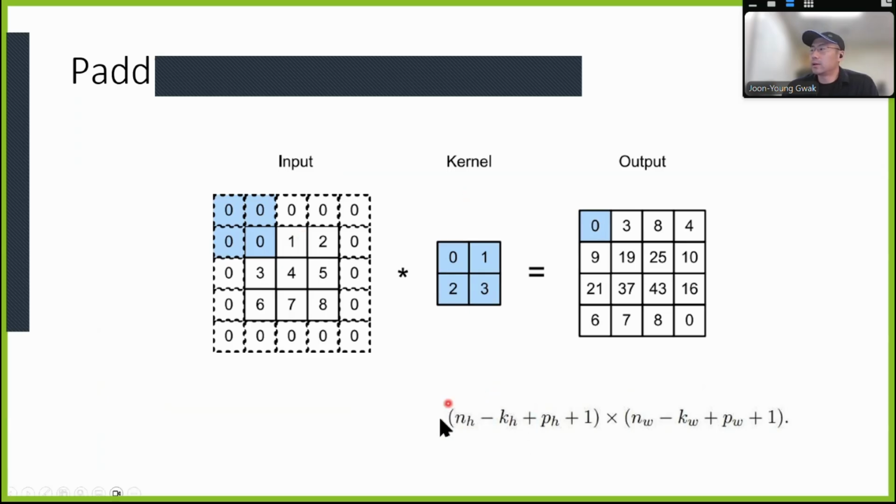And this again is the formula for the dimension of the resulting matrix, in which n_h was 3, as we know, and the kernel was 2, and p_h here is 2 because we are applying padding in 2 directions, which is 3 minus 2 plus 2 is 4. So the resulting matrix is a 4 by 4 matrix.